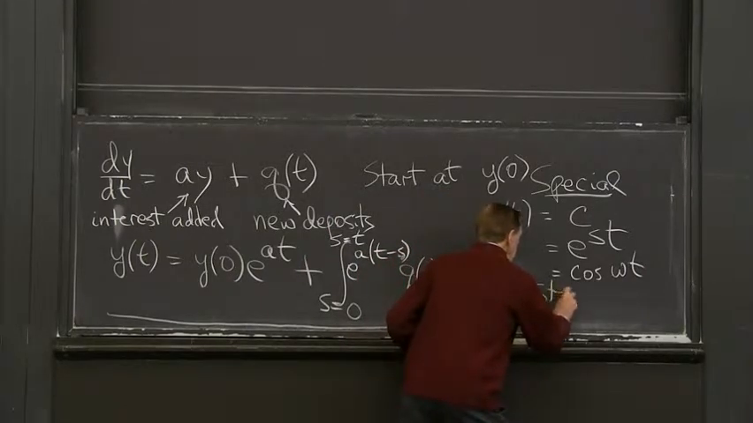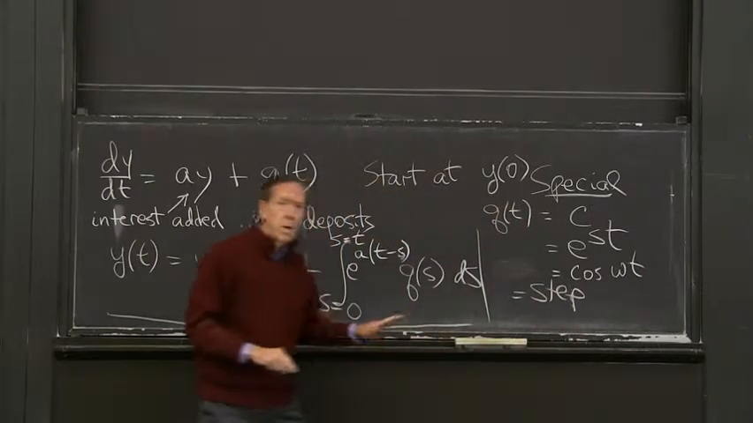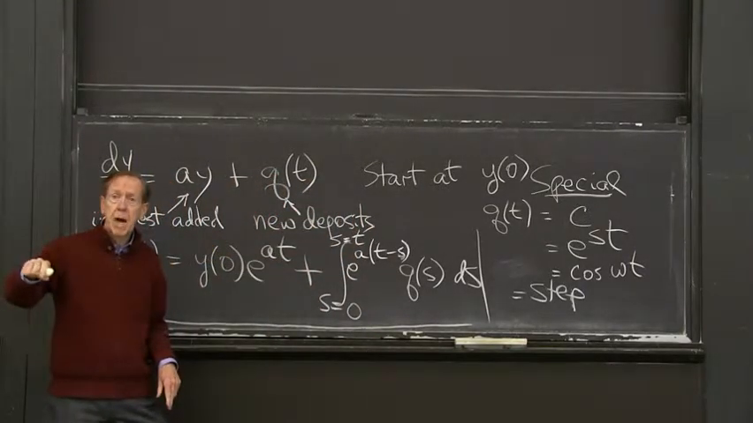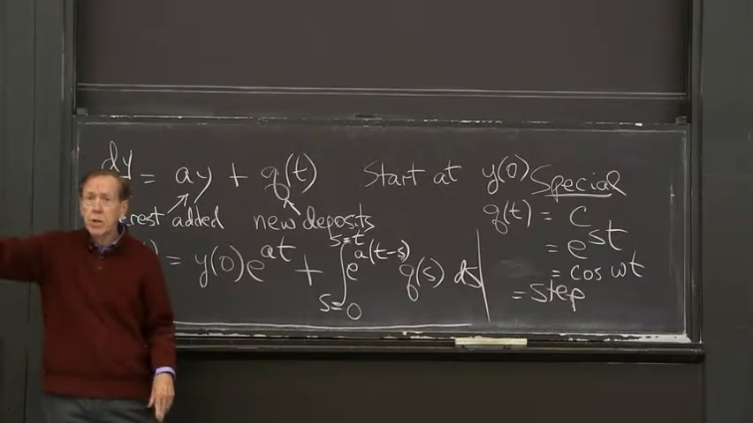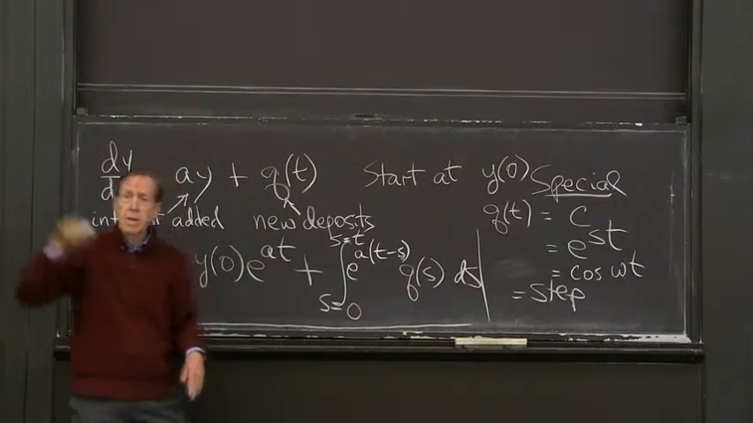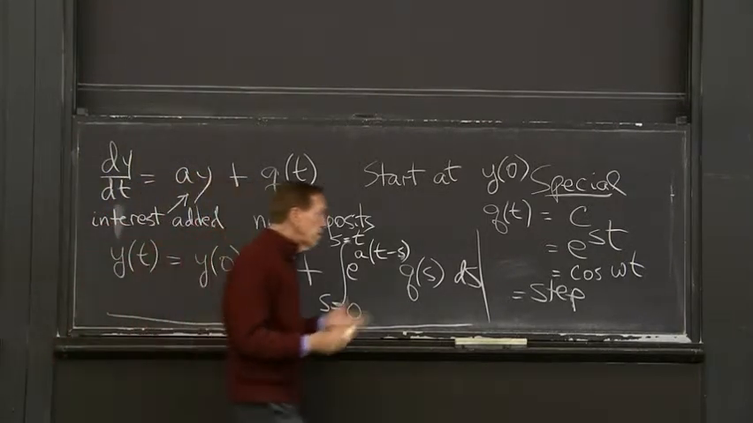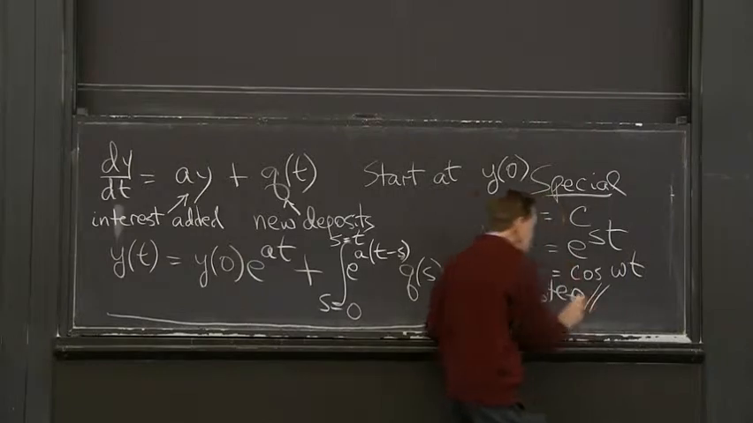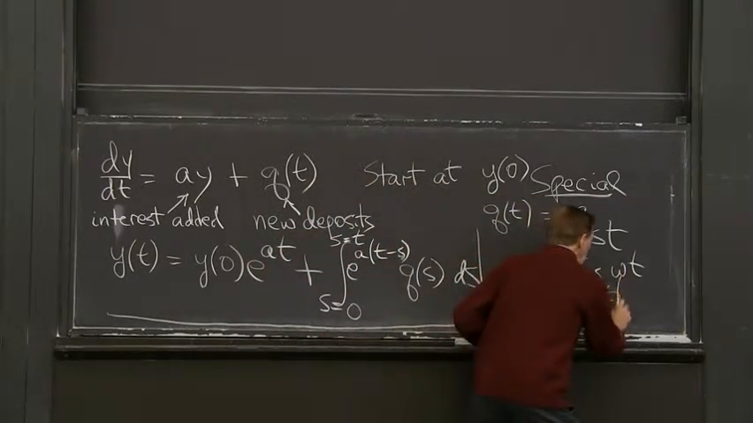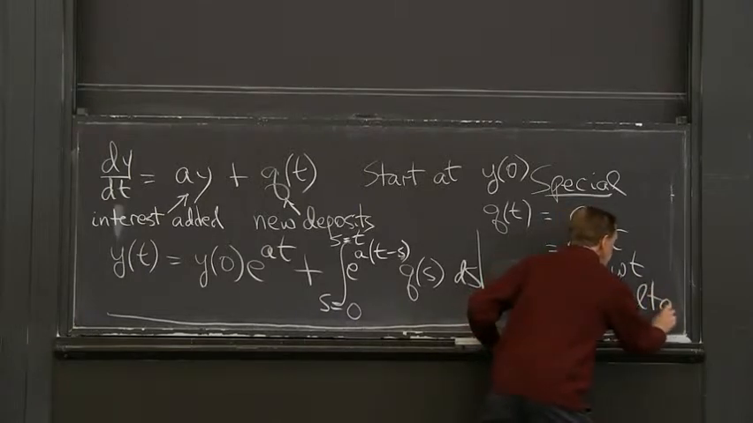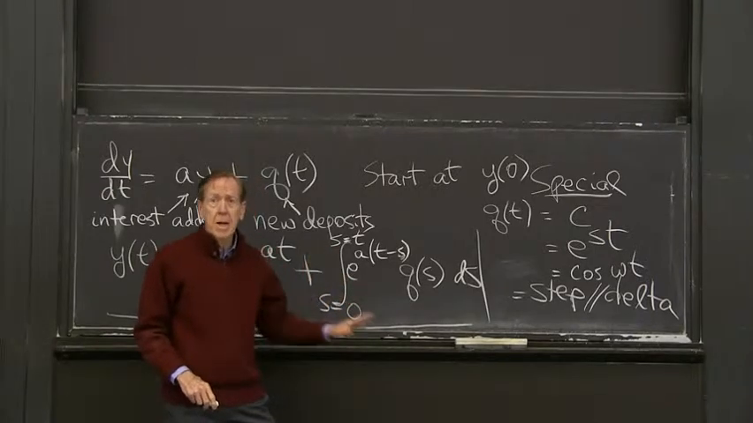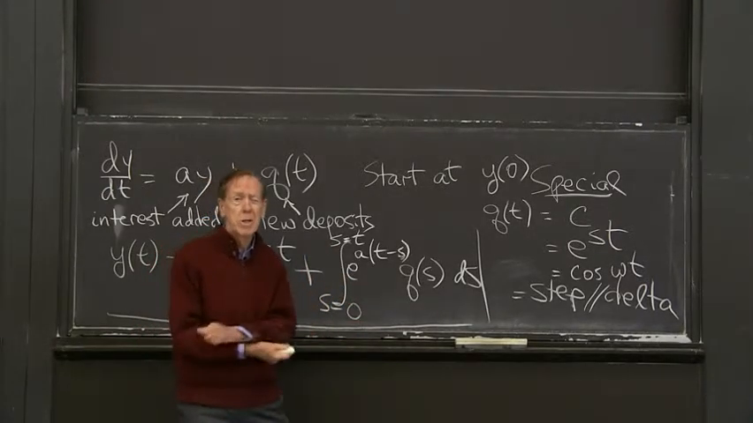Step function. So the deposit, we don't make any deposits up until some time, and then we change to constant. So the step function is 0 and then a constant. And also, and this is the especially interesting one, a delta function. And what is a delta function? Which doesn't always come into the basic differential equations course, but it belongs there.